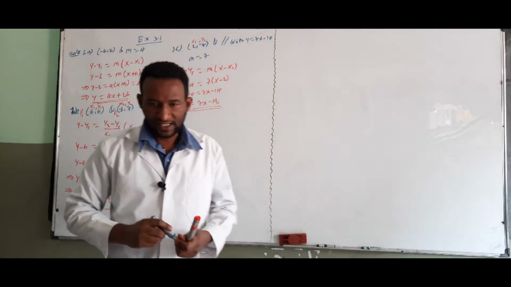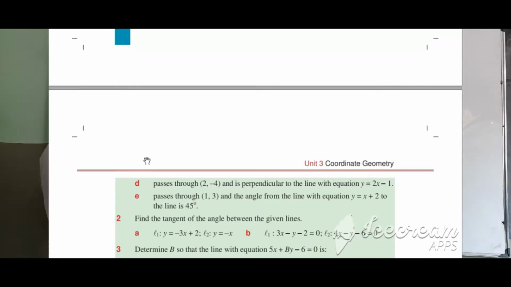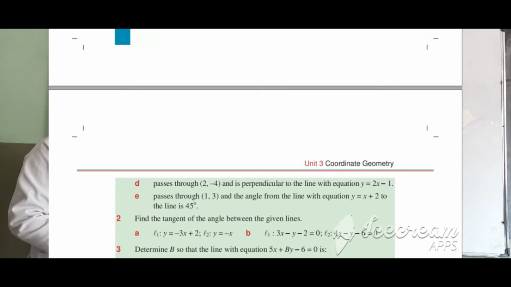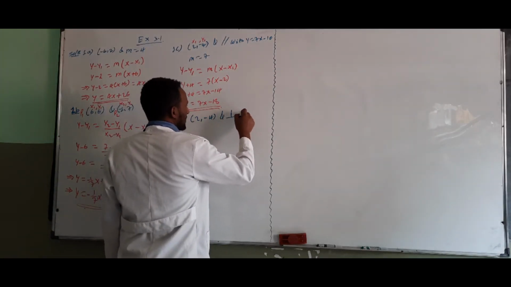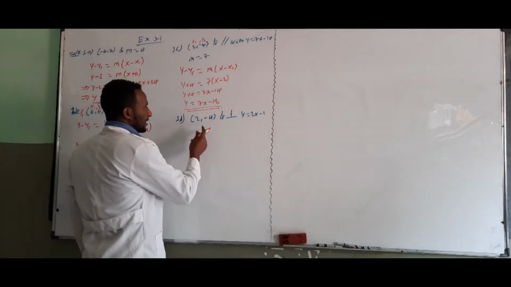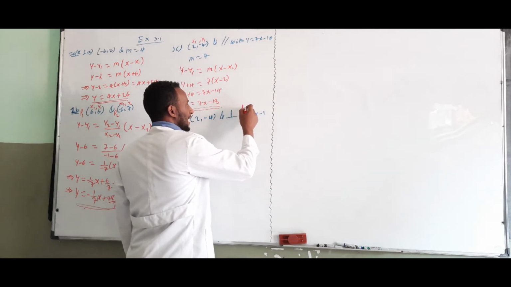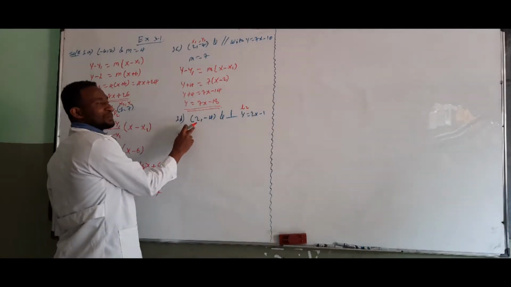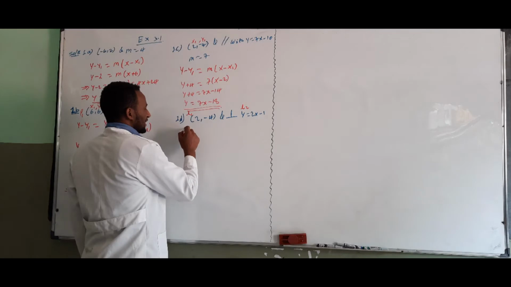Question number 1, d says to find the equation of the line that passes through (2, -4) and is perpendicular to the given line. That means we have to find the equation of the line that passes through (2, -4) and is perpendicular with y is equal to 2x minus 1. Let us take this as line 2, and the line that passes through this point as line 1.